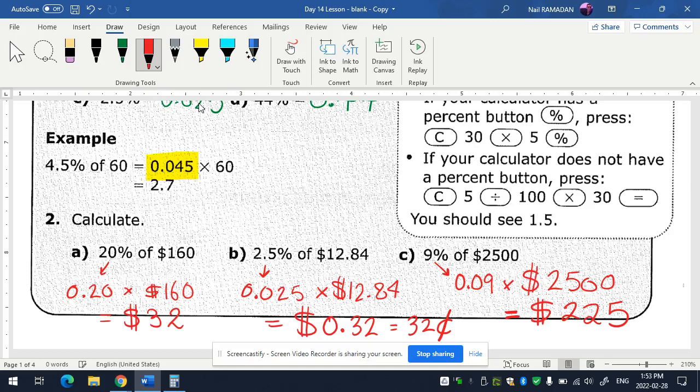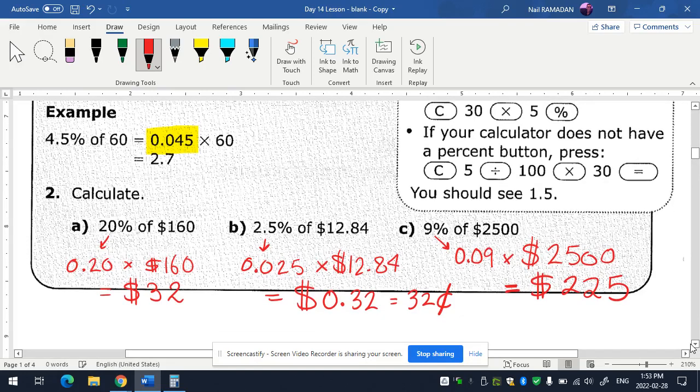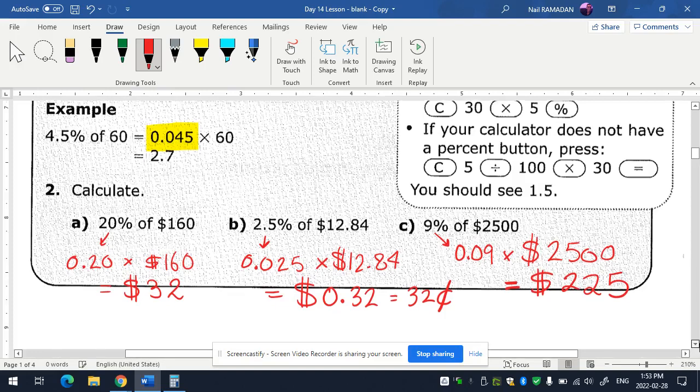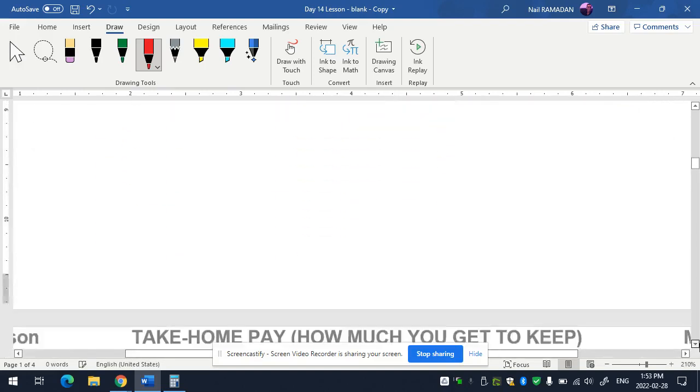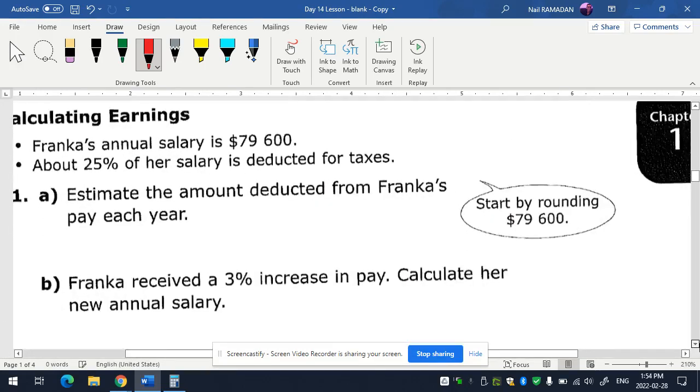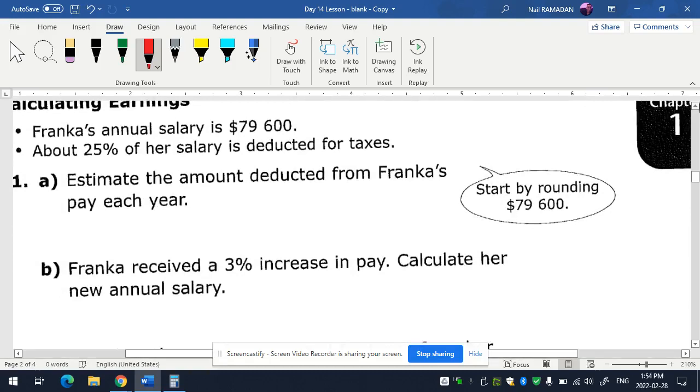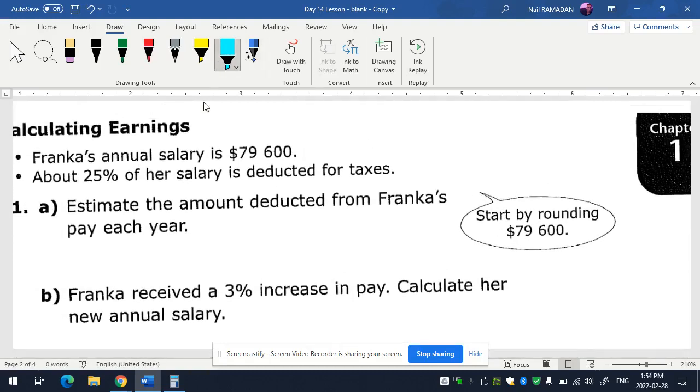Okay? All right. So now let's see the next page where we talk about some people getting paid and how much they keep after paying taxes and stuff. Again, the more you make, the more you're definitely going to contribute to the tax pool. So let's look at the first one. Calculating earnings, or how much money you make.